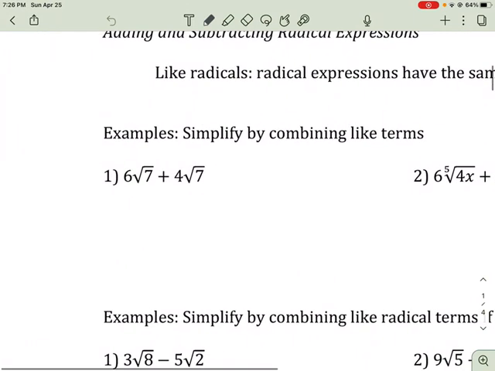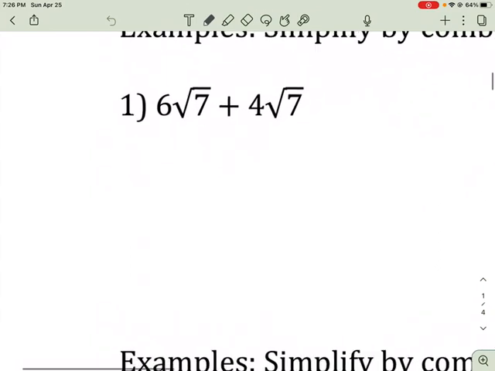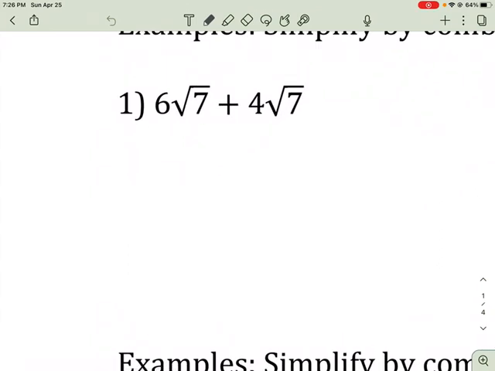Okay, so let's take a look at this. Let's combine some like terms and see what we can do here. Okay, so the first thing we want to know is, are they the same root? So they're both square roots. And are they the same underneath? Well, they're both 7s. So yes, we can add these together.